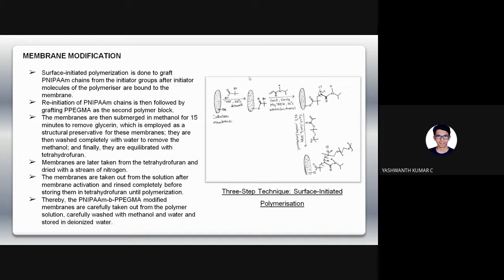The obtained membranes are removed from the solution, extensively washed with methanol and water, and stored in methanol. The above procedure is repeated for PPEGMA, and polymerization is carried out at the same temperature for 3 hours. An hour of PNIPAM polymerization yields a layer thickness of about 54 nanometers, while a 3-hour PPEGMA polymerization yields a layer thickness of about 2 nanometers. Thereby, the modified membranes are carefully taken out from the polymer solution, washed with methanol and water, and stored in deionized water. Next, on to the results and discussion.